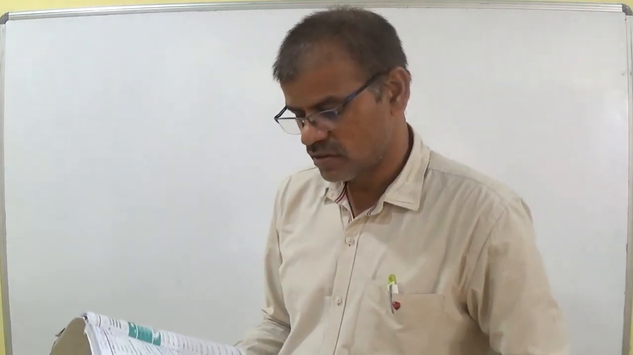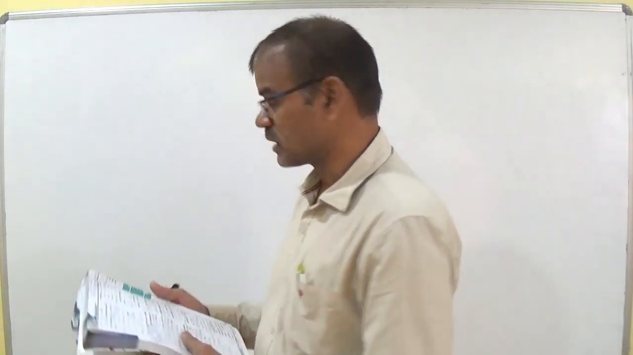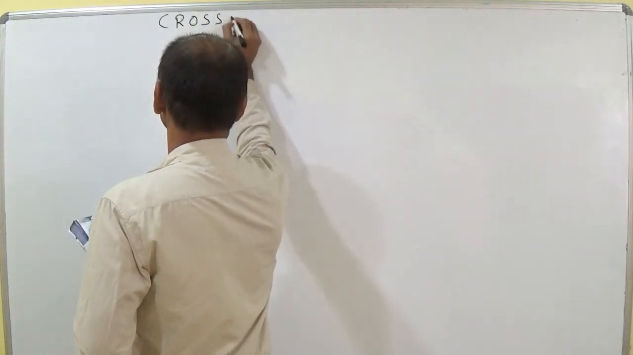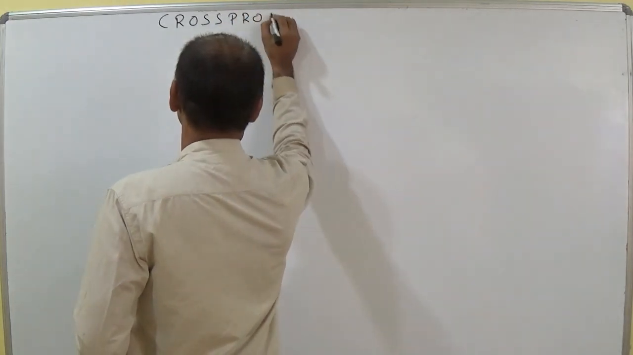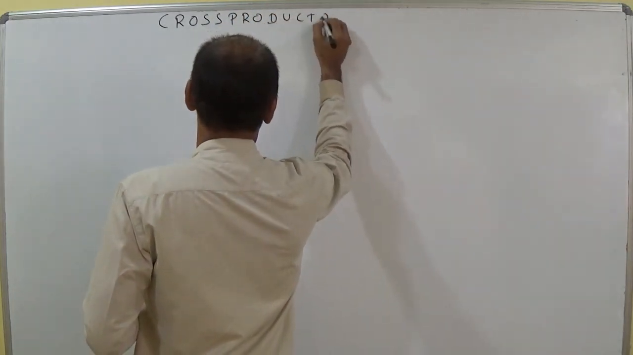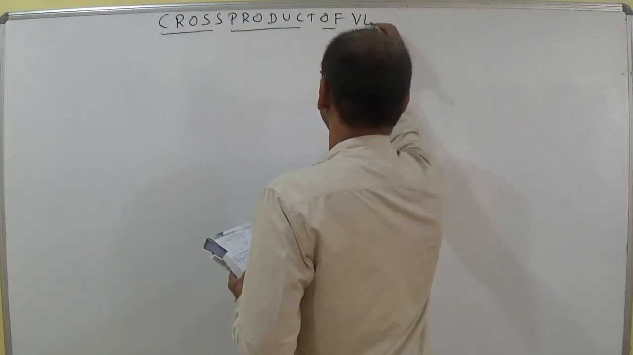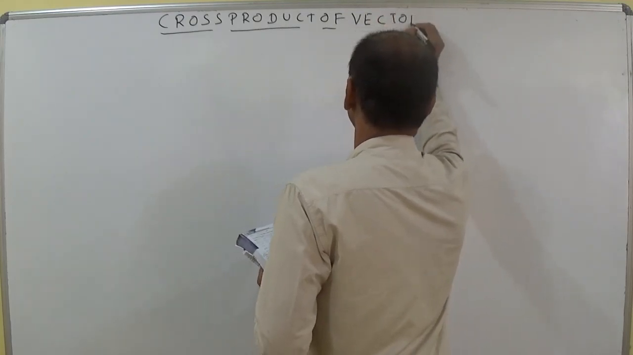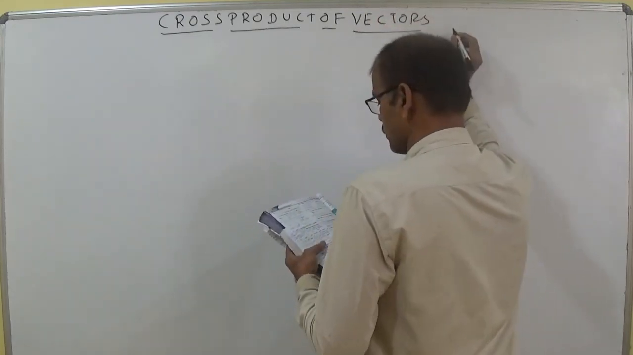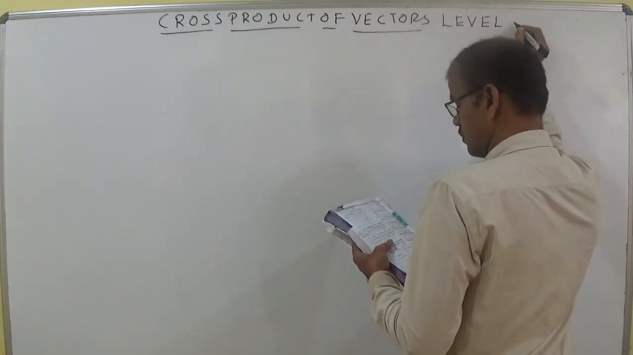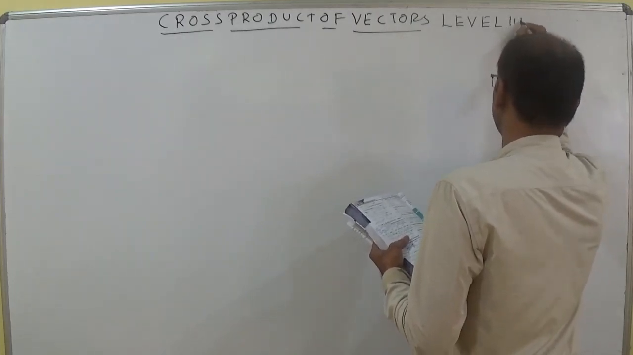Dear students, now we are in the topic of cross product. Until yesterday, we discussed module 3, 6 sums among cross product of vectors. Cross product of vectors chapter, we are handling module 3. In this chapter, we have completed 6 sums in level 3. Let us start from the 7th question in level 3.